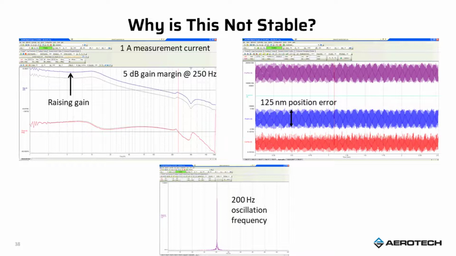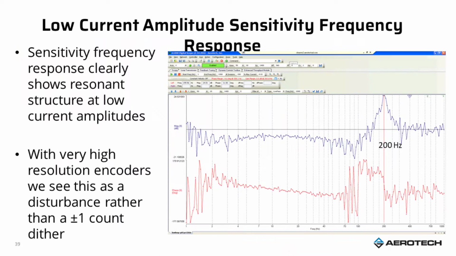Again, that doesn't make sense to me, because if I look at where the crossover is, where I'm looking at the gain margin, it is 250 hertz. I wouldn't have expected it to be at 200 hertz. So what I'll do is look at the sensitivity curve. And when I look at the sensitivity curve, I see an obvious peak at 200 hertz. This is my problem. This is why I'm oscillating, right? So I can go back to the loop transmission, lower the gain, and make sure I have sufficient gain margin at that 200 hertz area, and that would resolve my problem.